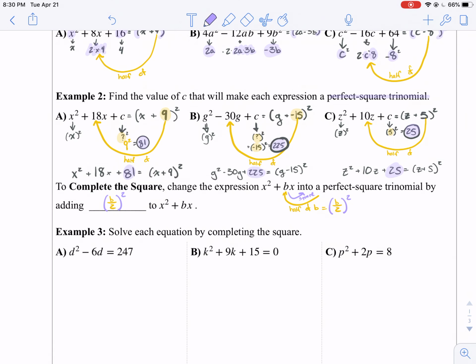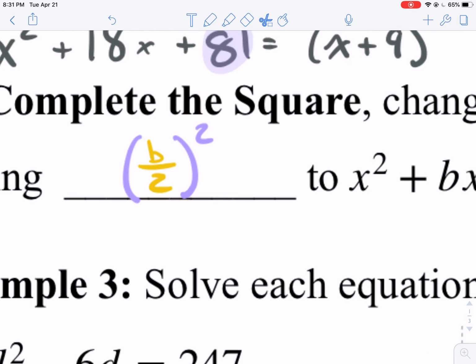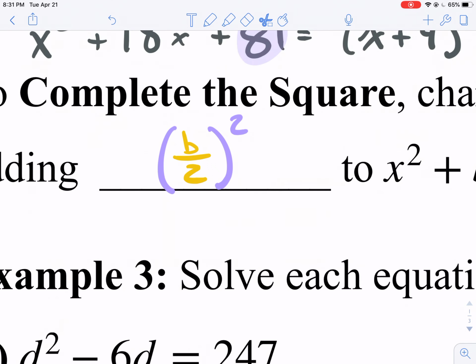So to complete the square, here's our key idea of the day. Awesome. If we have x squared plus bx and you need to add something to that, what you want to add is (b over 2) squared, that whole thing squared. Okay, well that's our whole concept. So let's go ahead and solve each equation using completing the square.